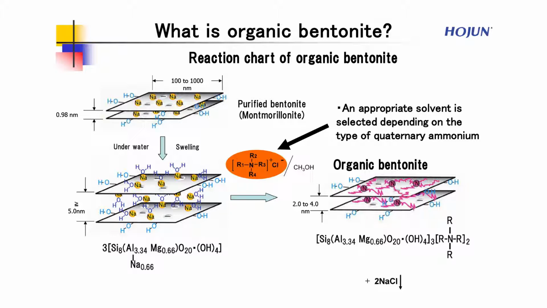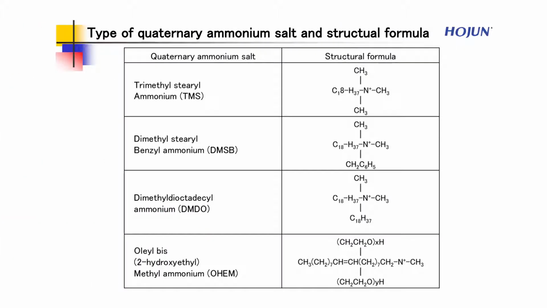Regarding properties of organic bentonite, characteristics differ depending on the type of quaternary ammonium. Our company uses these 4 types of quaternary ammonium. As a general tendency, an organic bentonite modified by quaternary ammonium with a benzyl group is compatible with aromatics, and quaternary ammonium with several stearyl groups is compatible with aliphatic solvents. In addition, quaternary ammonium with few alkyl chains tends to be compatible with solvents that have a relatively high polarity.